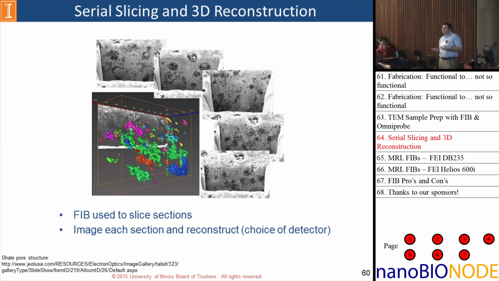You can also use this to do things like elemental reconstruction or channeling contrast reconstruction, or more appropriately EBSD reconstruction, if you want to know, say, the crystallographic orientation of your structure in a three-dimensional way. So FIBs are capable of doing that. We have some limited capabilities on this, but if you're interested, please talk to us.